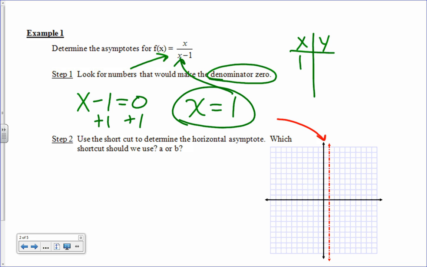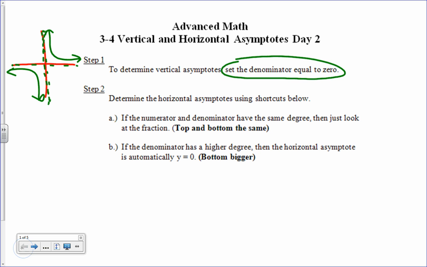Now that one, that's a really good shortcut, and that's actually just how the book wants you to do it: find out what makes me divide by 0. So that's really not that bad. It's the horizontal ones where the shortcut's a little bit more complicated, but it's way easier than doing what the book wants you to do. Okay? So for horizontal, here are my shortcuts.